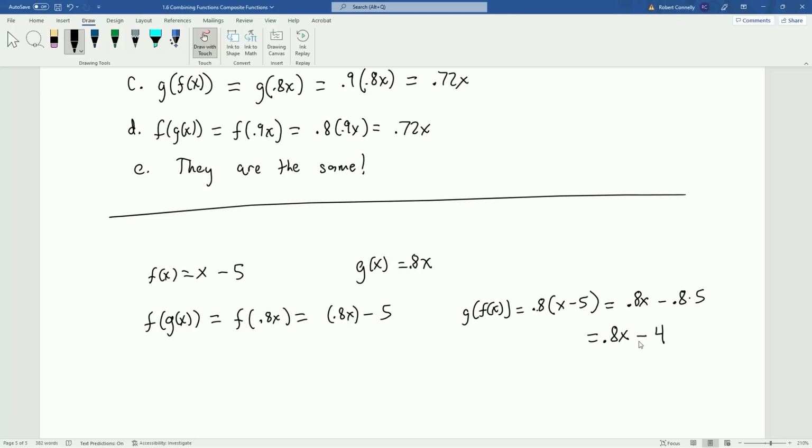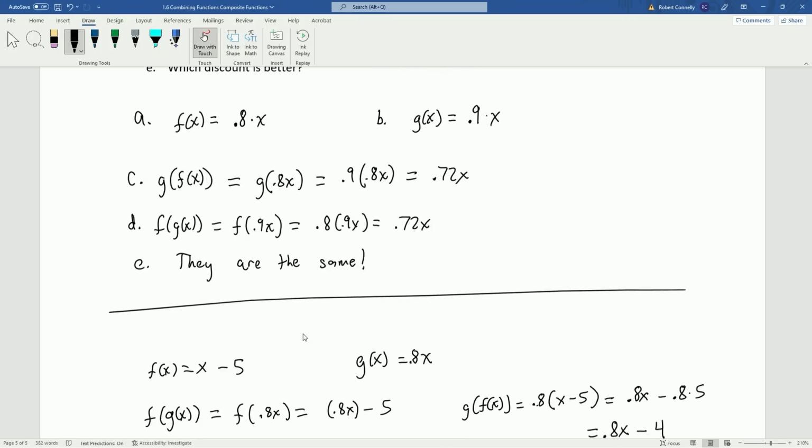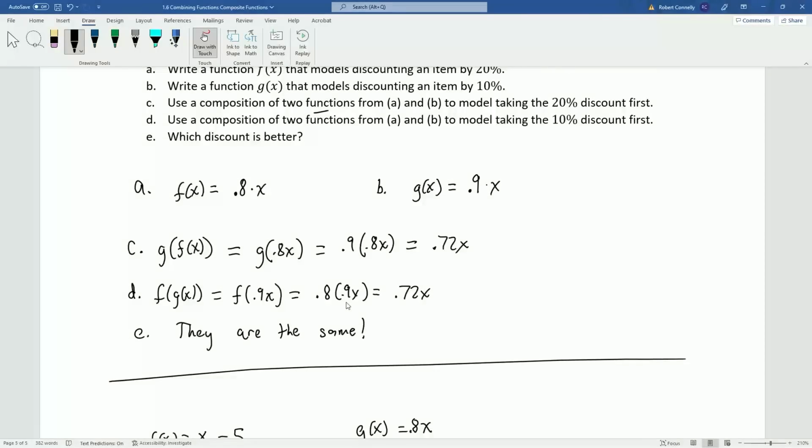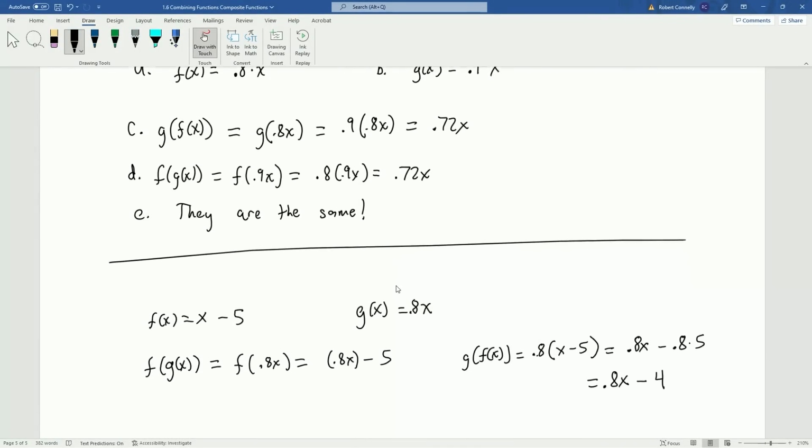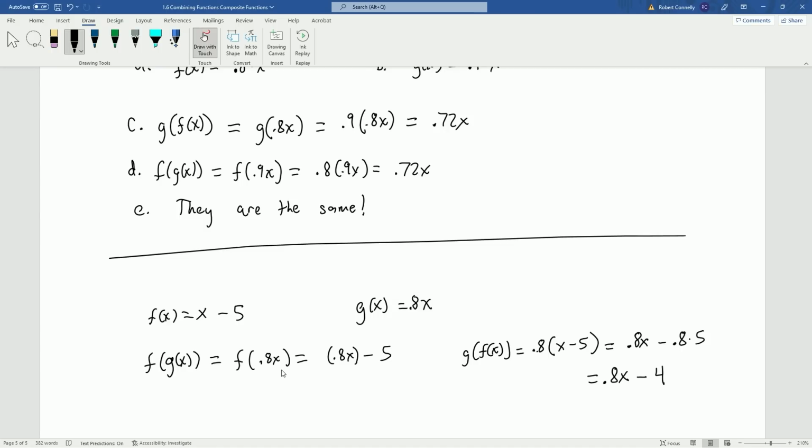So what we actually see is that the discount here, the order does matter that you take the discount in. And that's because we're mixing these two different types of operations. It's not just multiplication each time, and then the order of multiplication doesn't matter. We're subtracting first, or we're multiplying by 0.8 first, and that changes the outcome of the composition. So that's something you got to be careful about. There are going to be times when you compose functions that you get the same value. And then there's going to be times when you compose them that they don't. So you should not assume that you will get the same value, because most of the time you won't.